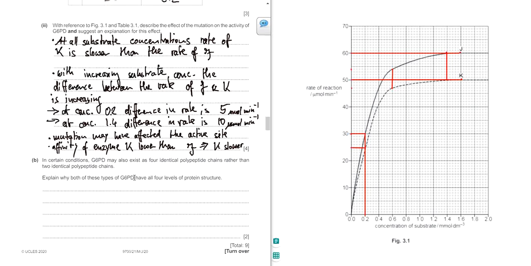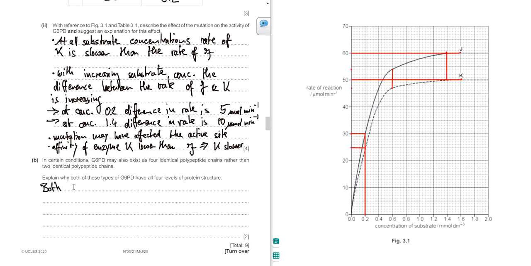In certain conditions, G6PD may also exist as 4 identical polypeptide chains rather than 2 identical polypeptide chains. Explain why both of these types of G6PD have all 4 levels of protein structure. That shouldn't be too difficult.